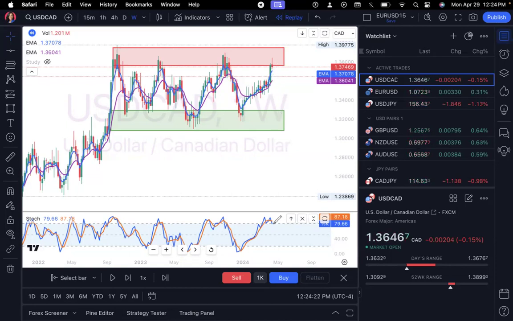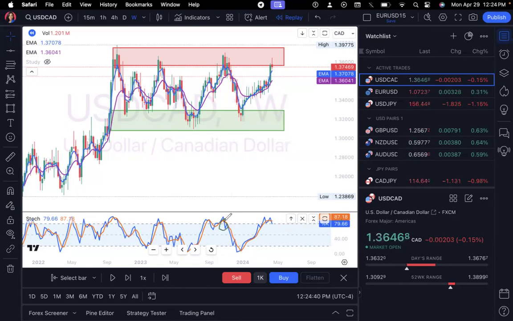So that's a signal I was waiting for. Now, the next confirmation that I had that lets me know the market may be selling is that my stochastic started to face down. It started to go below 80, and my orange line was above the blue line. Now, I'm going to tell you guys why this is relevant.